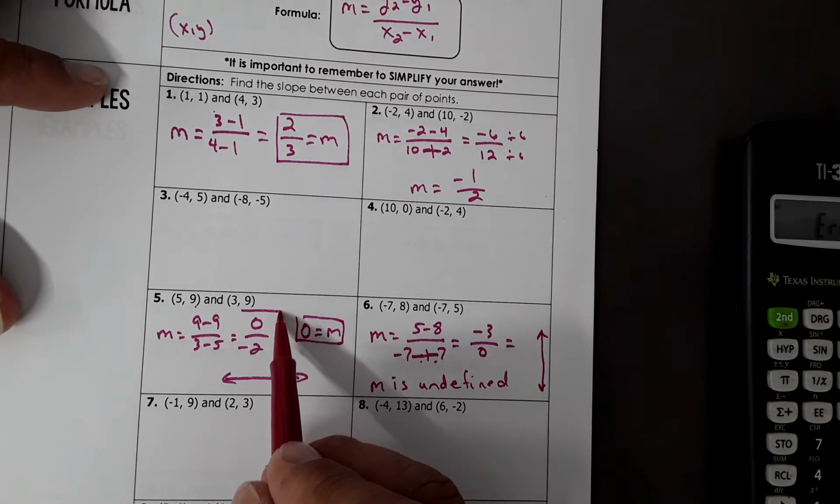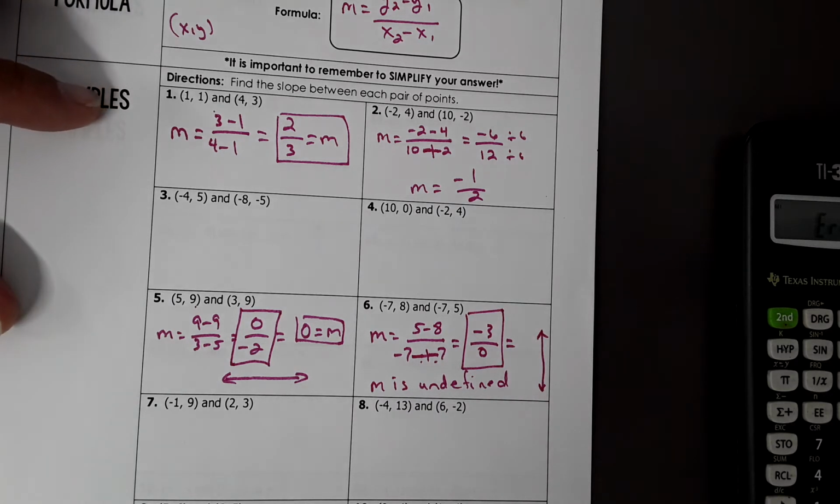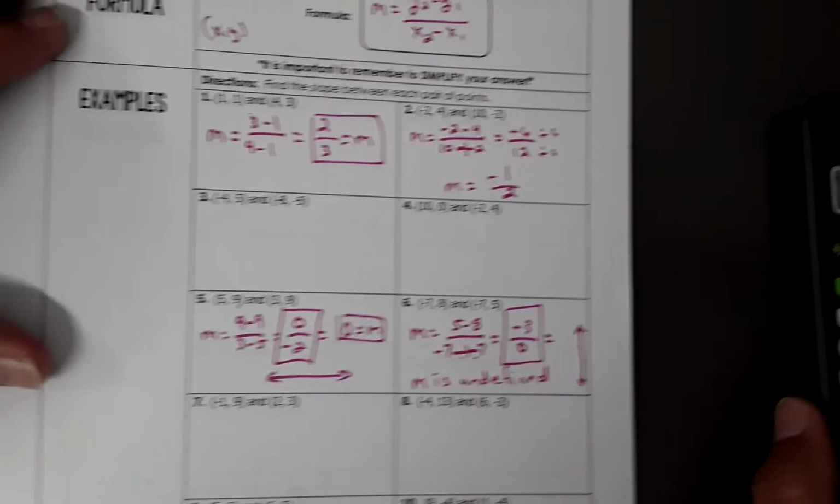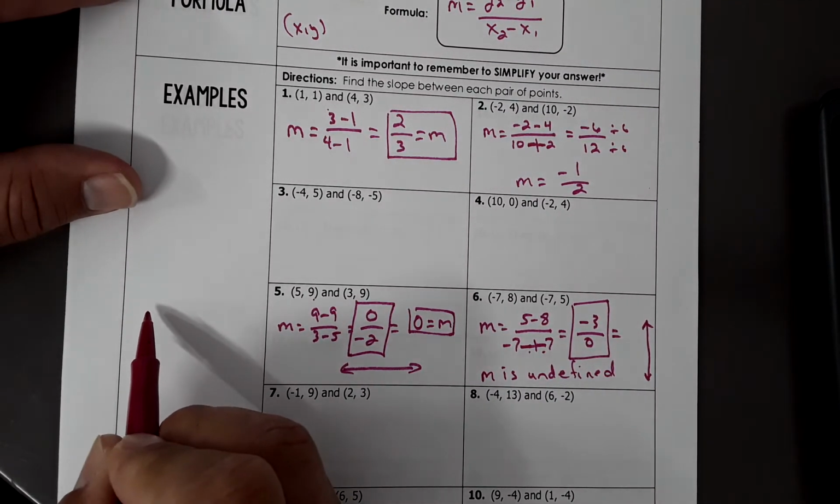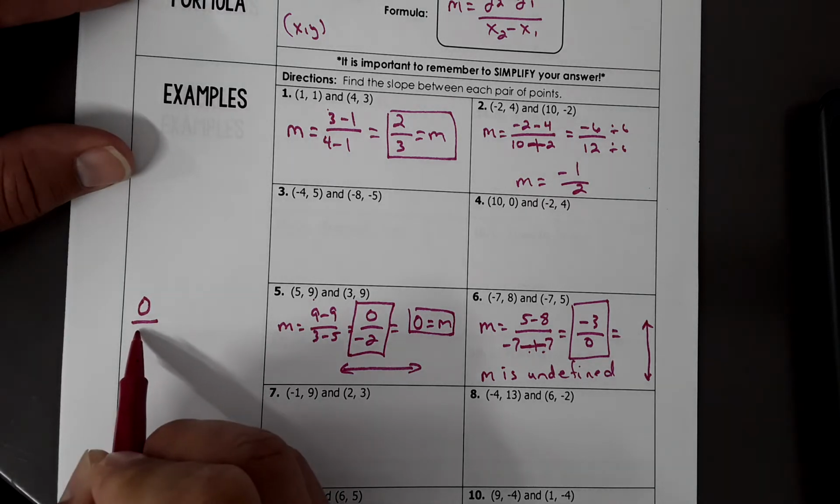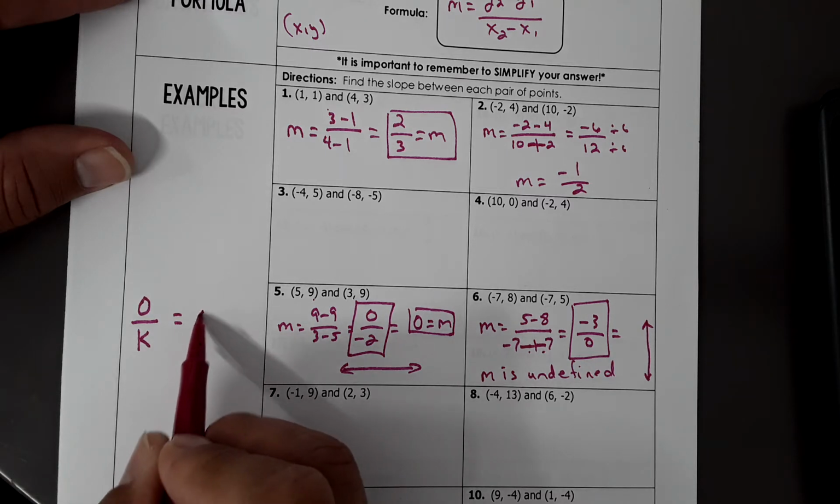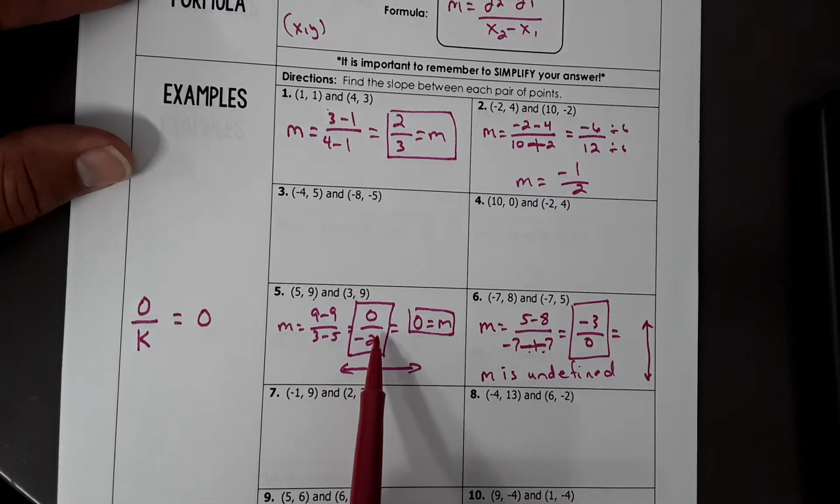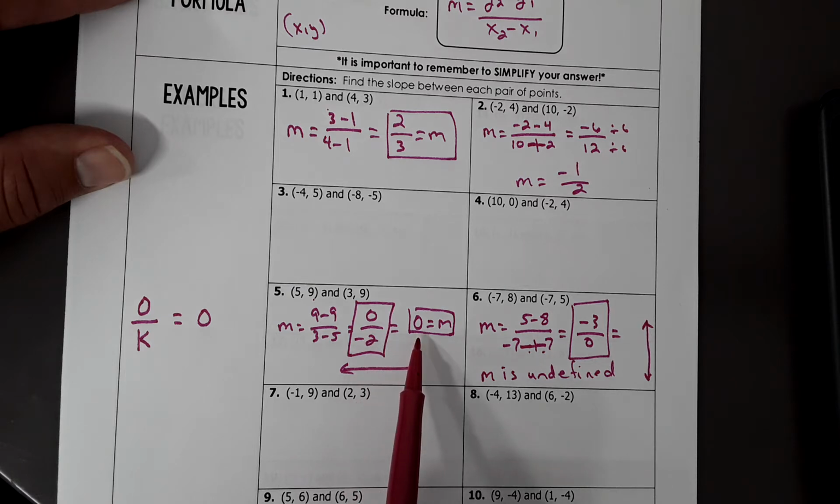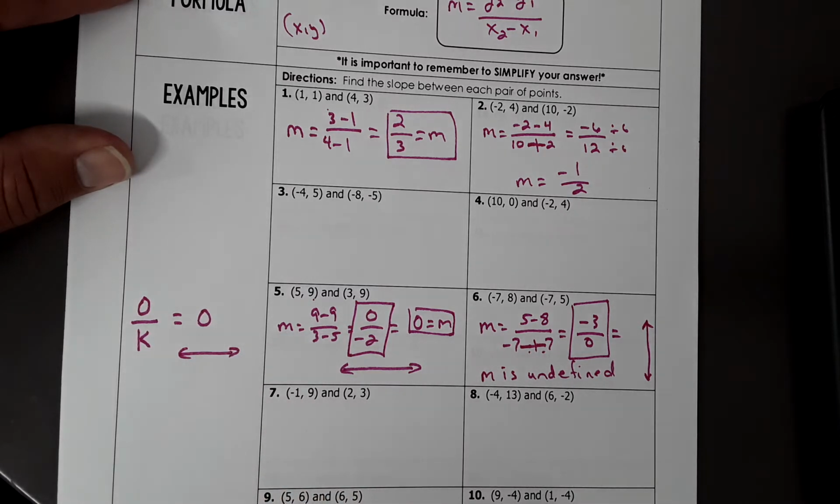Now I want you to take a look at these two fractions here, because I'm going to show you a trick. Some students will say this equals 0, and it does not. It's undefined. If you get a 0 on top of the fraction, that is okay, because that equals 0. That's the slope, 0, which means that this would be a horizontal line.